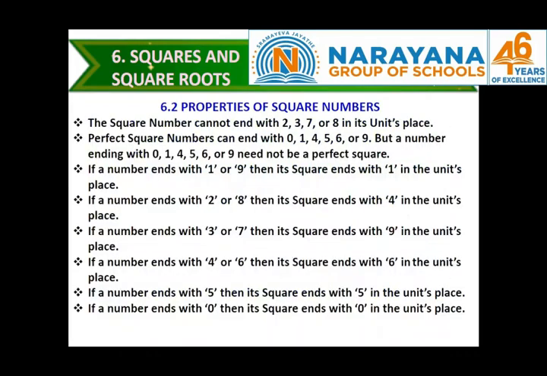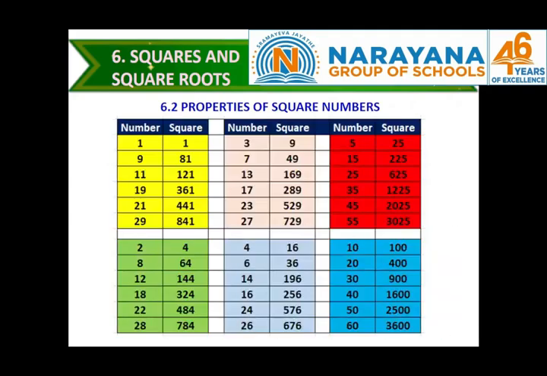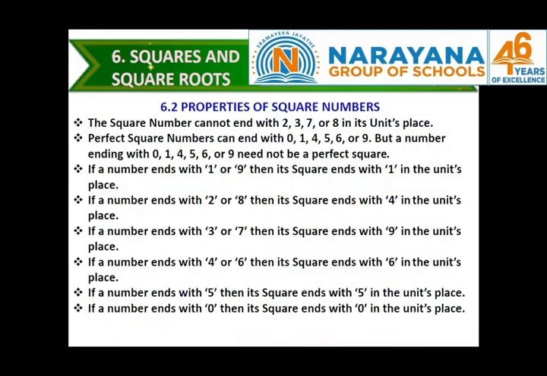Next point. If a number ends with the digit 2 or 8, then its square always ends with the digit 4. See the example in the green color box. 2, its square value is 4. 8 square, 64. 12 square, 144. 18 square, 324. 22 square, 484. 28 square, 784. So if a number ends with the digit 2 or 8, its square always ends with the digit 4.